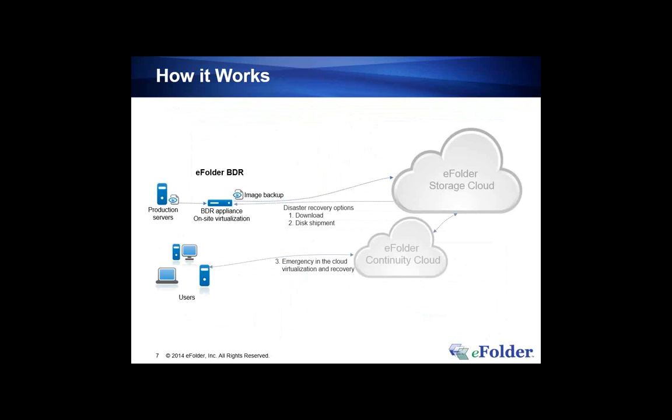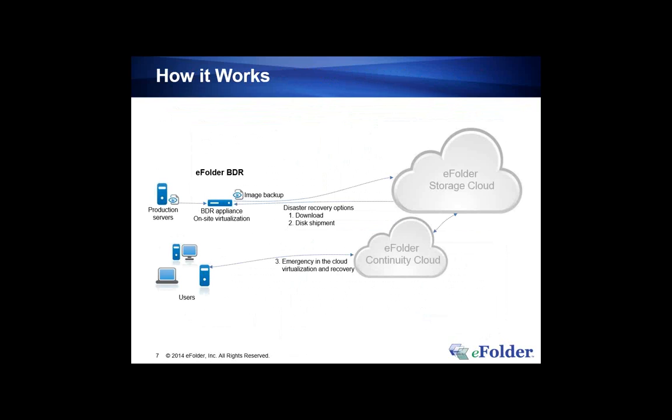So here's a diagram. On the screen now is a diagram that is an overview of the main functions of an eFolder BDR installation. First, the imaging software running on the production servers captures an initial image of the server along with incremental image backups and stores them on the eFolder BDR. The eFolder BDR appliance then acts both as a storage server and as a standby server in the event the production server fails. The eFolder BDR, leveraging virtualization technology, can bring up the image of the down server and operate just like a production server.